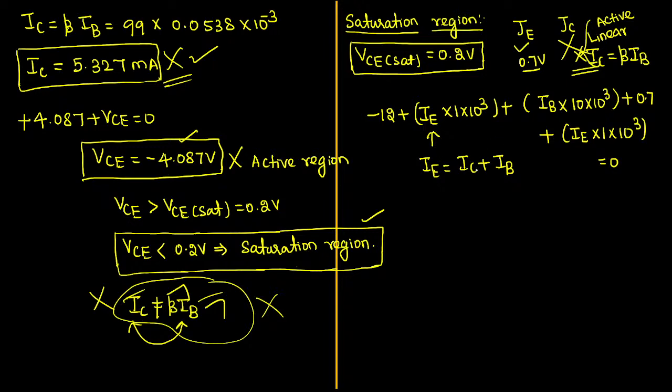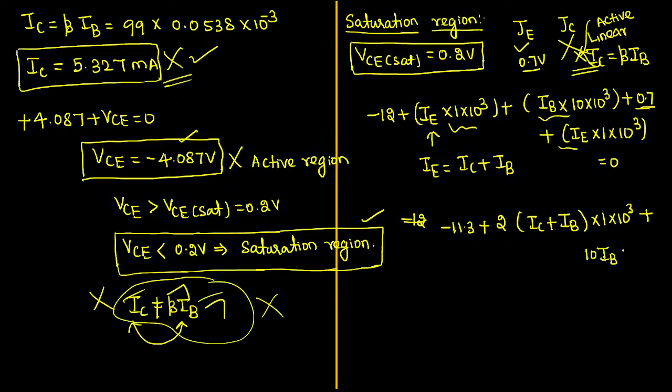Just replace this emitter current by IC plus IB. So here also, you can add these two first. It will become 2 times IE. So I can say minus 12 plus 0.7 will give you minus 11.3. Plus, now if I replace, it will become 2 times emitter current. Emitter current will be replaced by collector current and base current. So (IC plus IB) into 1 into 10 power 3 as usual, plus one more base current is there, that is 10 times IB into 10 power 3, equal to 0.